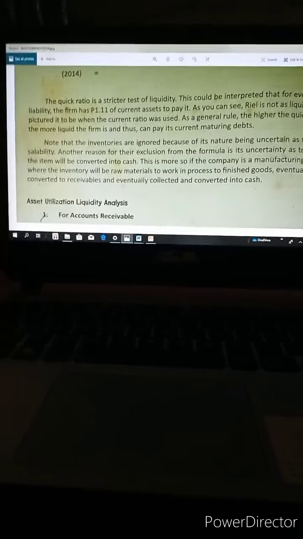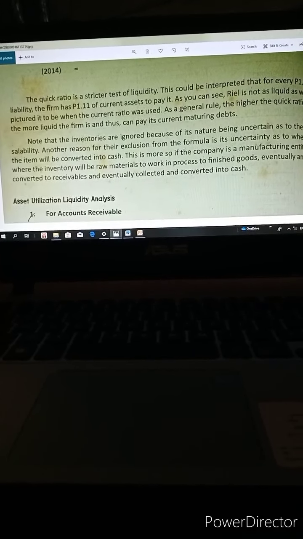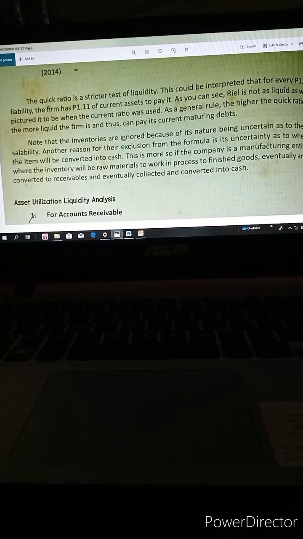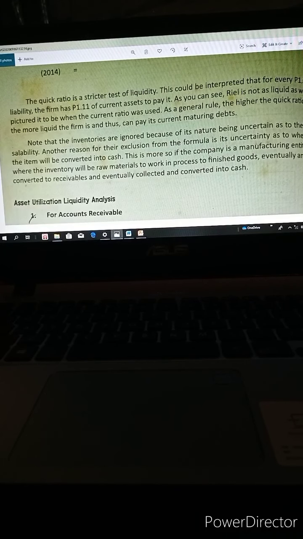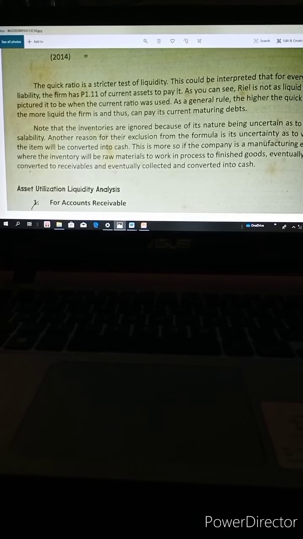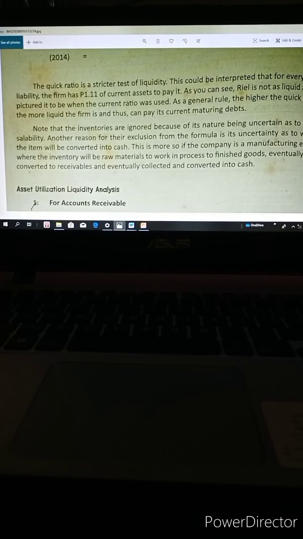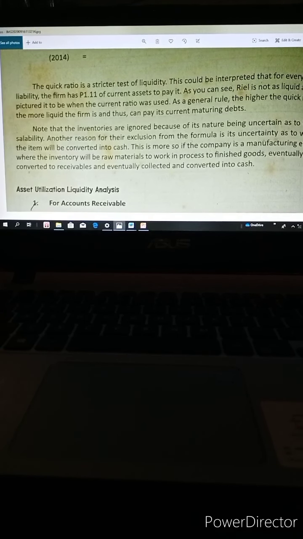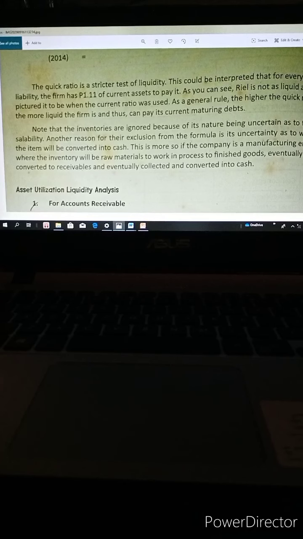So I have already mentioned that before. Another reason for their exclusion from the formula is the uncertainty as to when the item will be converted into cash. This is more so if the company is a manufacturing entity where the inventory will be raw materials to work in process to finished goods, eventually converted to receivables, and eventually collected and converted into cash.